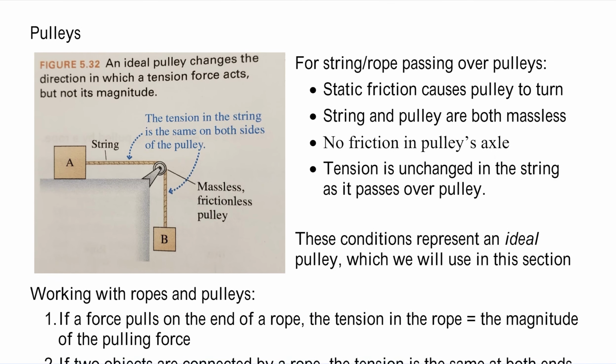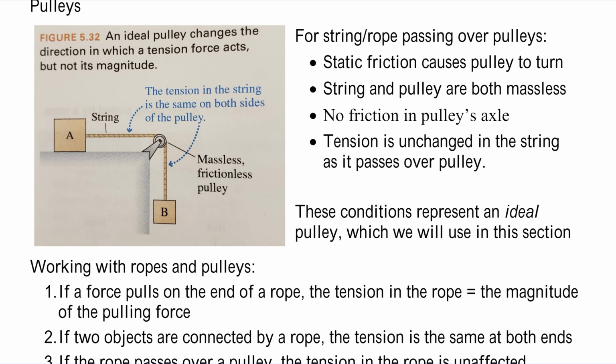Okay, now we're getting to pulleys. The ideal pulley, as you worked with in the lab, is going to allow us to change the direction in which the tension force is acting, but not its magnitude. The ideal pulley here is going to be considered massless and frictionless, and that's what we're going to be dealing with in this section when we work with problems. Basically, the pulley is just changing the direction that the force is being applied, and nothing more.